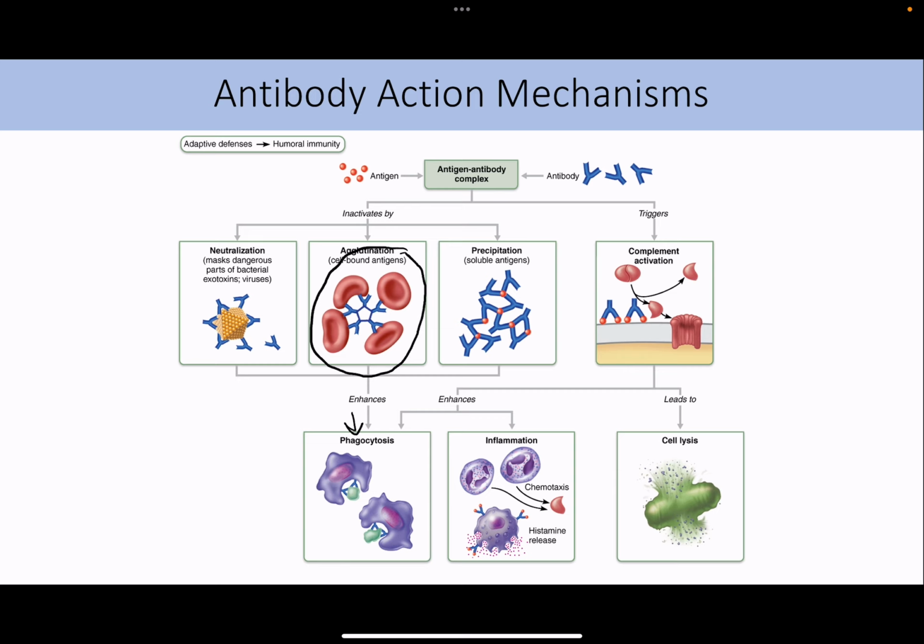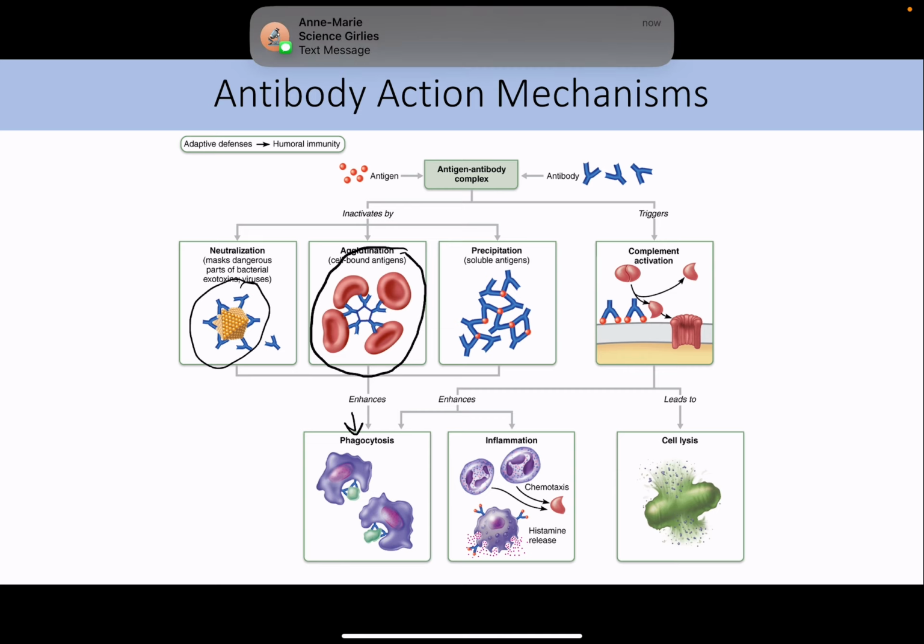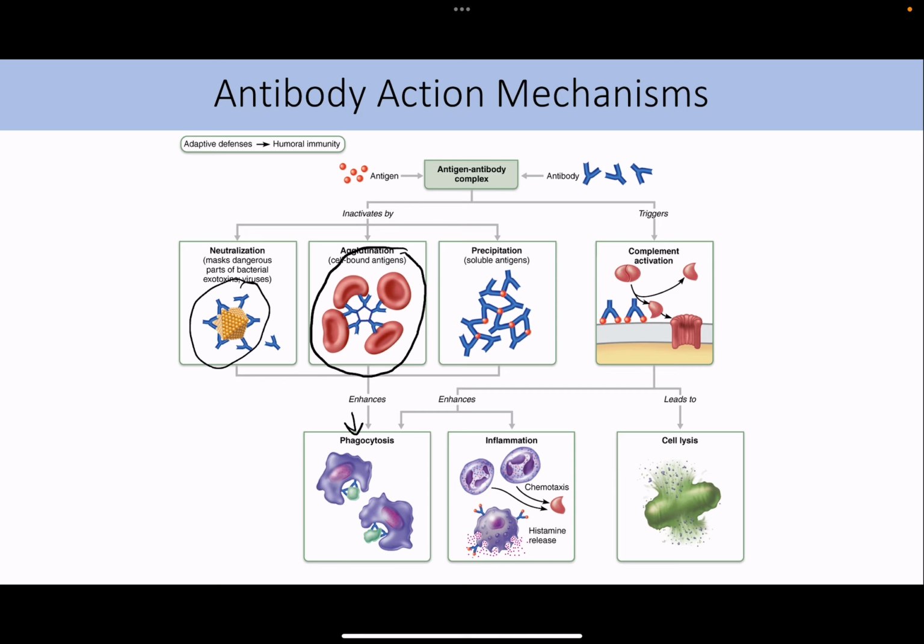Antibodies can also cause neutralization. So if there's a particular toxin, let's say botulism, that you're exposed to, the antibody can bind all around that toxin, and now that toxin cannot harm your body, because it's been neutralized or bound all the way around. Once it gets neutralized like that, again, that makes it easier for a phagocyte to find it and get rid of it. Just going to go look for the antibodies.